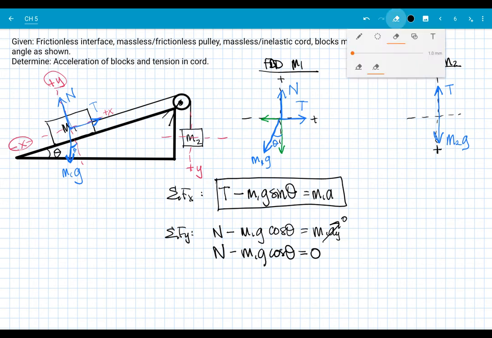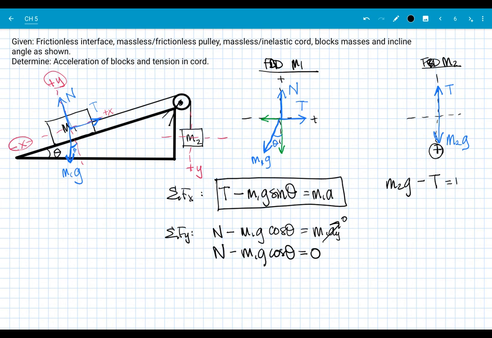Now let's look at the hanging block. I have M2G minus tension. Again, we have downward positive here. Our acceleration is downward for that block, for the direction that we picked, and that is equal to M2A.